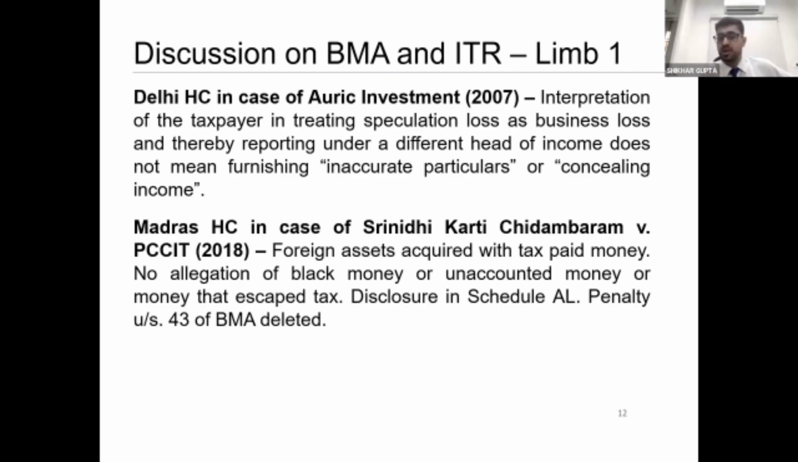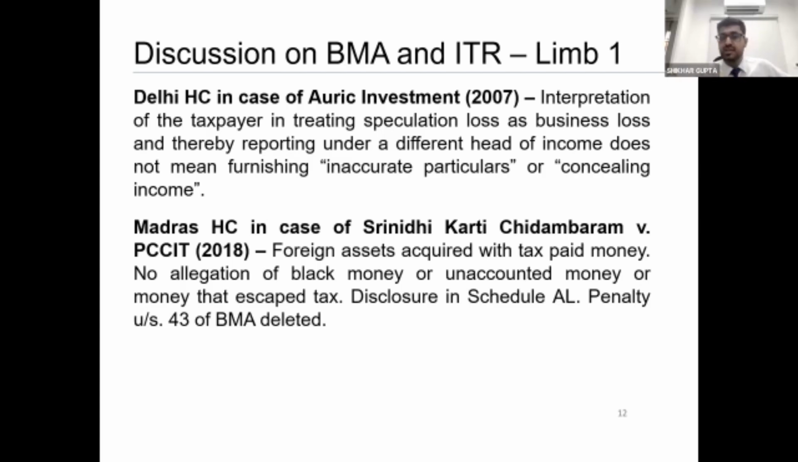Now this does not mean that you are concealing any information or you are furnishing any inaccurate particulars. मतलब वो कुछ छुपा नहीं रहा है, उससे मिस्टेक हो गई इन रिपोर्टिंग अंडर डिफरेंट हेड्स. This does not mean that you are hiding something from someone. So can you say that अगर मैंने शेड्यूल AL में रिपोर्ट कर दिया और शेड्यूल FA में रिपोर्ट नहीं किया, so I am hiding something from someone? Then it can be an interpretational issue, right?